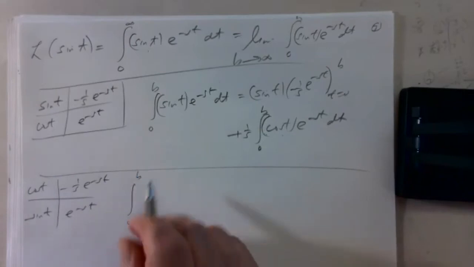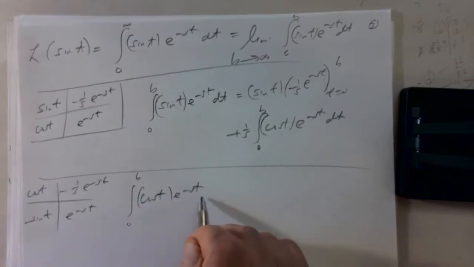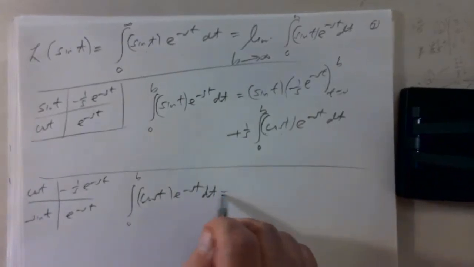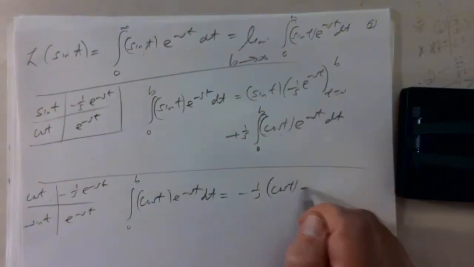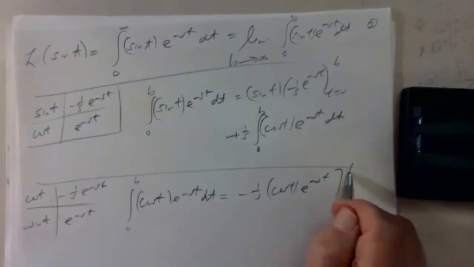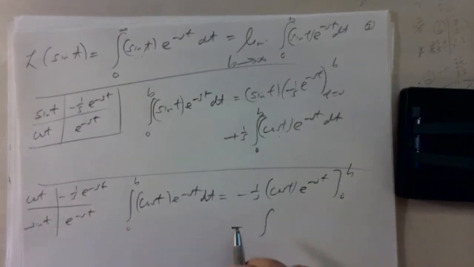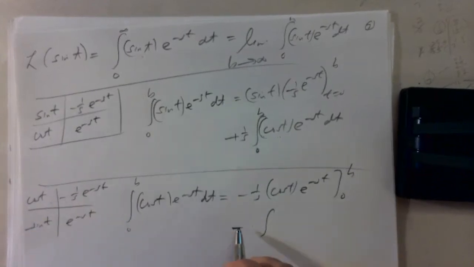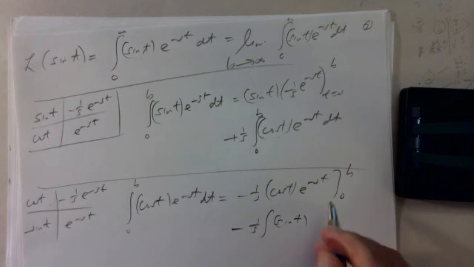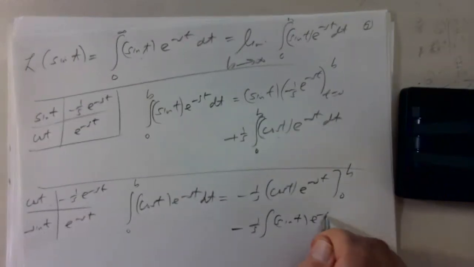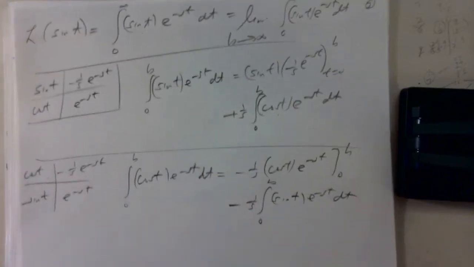So the integral from 0 to b of cosine t e to the minus st dt is minus 1 over s cosine t e to the minus st evaluated from 0 to b, minus the integral of this times this. Minus times minus is plus, so this is minus 1 over s, the integral of sine t e to the minus st from 0 to b.